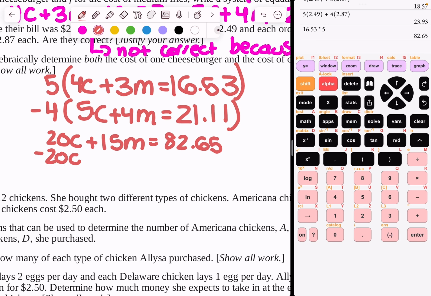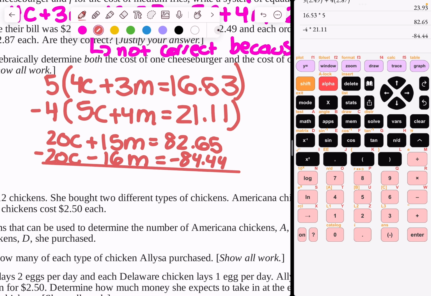Negative 4 times 4m is negative 16m. And negative 4 times 21.11 is negative 84.44. All right, let's add these together. These would cancel. That's why it's the elimination method. 15m minus 16m would leave me with negative 1m.